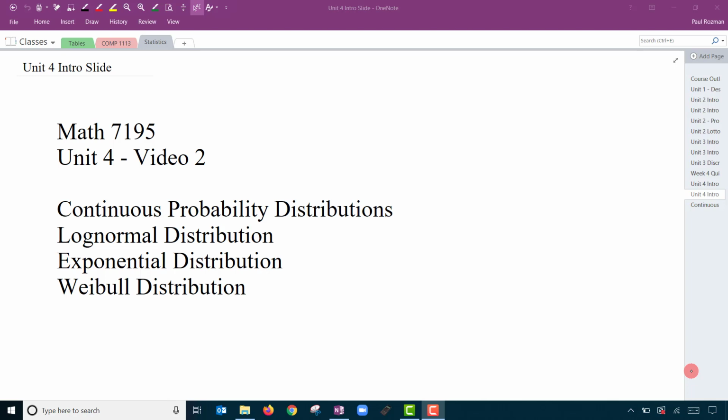So we'll be moving on from the simple normal distribution and introducing the log normal distribution, exponential distribution, and the Weibull distribution. I think that should be enough for one day. We'll jump right into this.